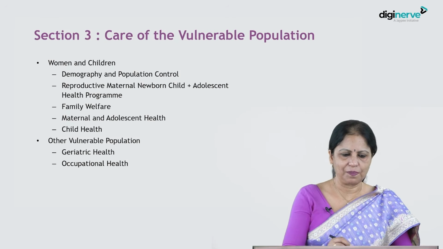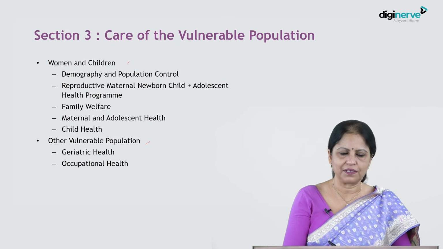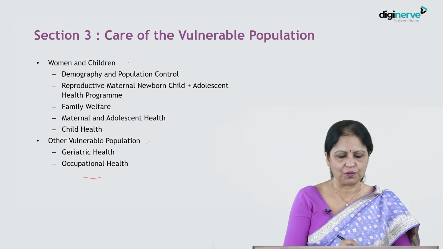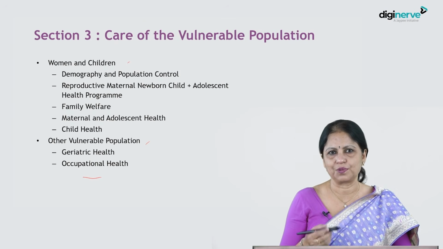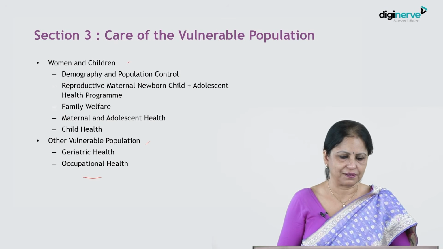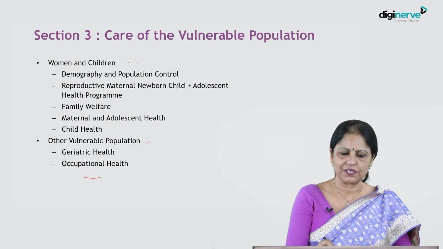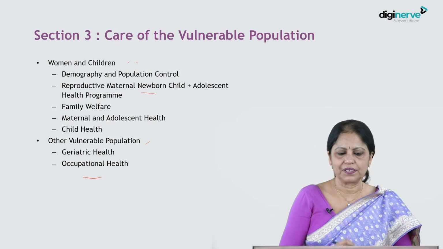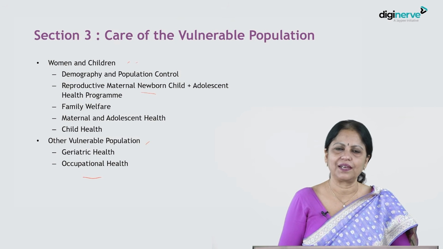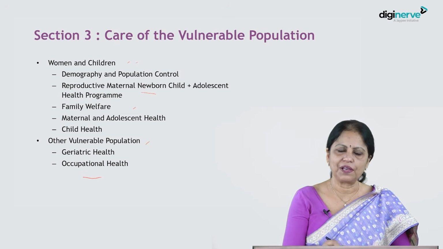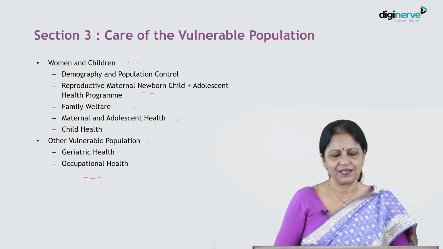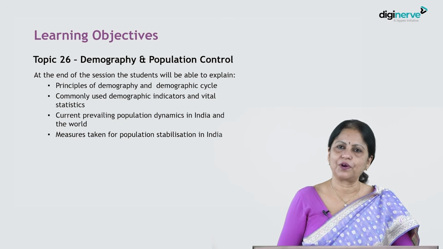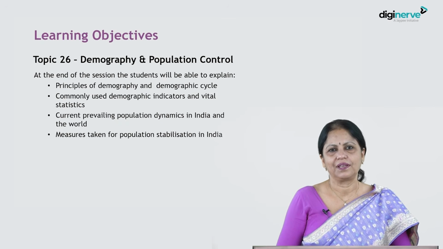In this section, one part is on women and children and the other part is on other vulnerable population, that is geriatric population and occupational health, that is those in special occupations where there are some hazards. And in the women and children section, I will cover demography and population control, the program, that is reproductive, maternal, newborn, child and adolescent health program, then family welfare, maternal and adolescent health and child health. So I'm starting the first topic, that is demography and population control in this section.